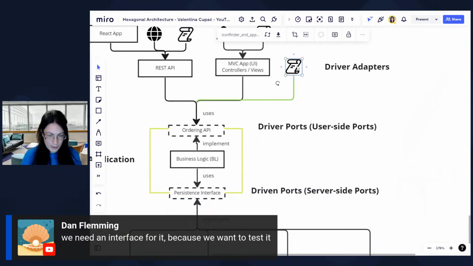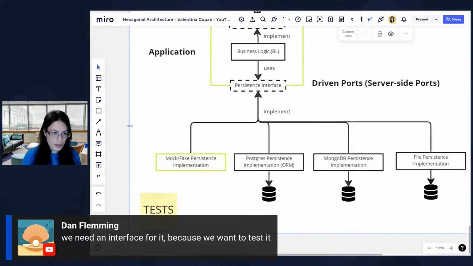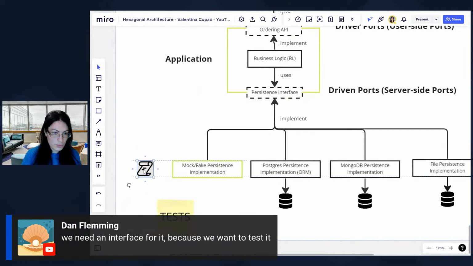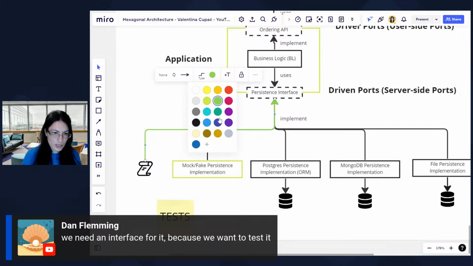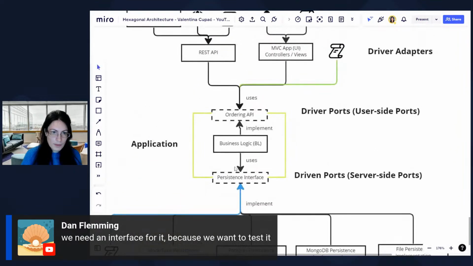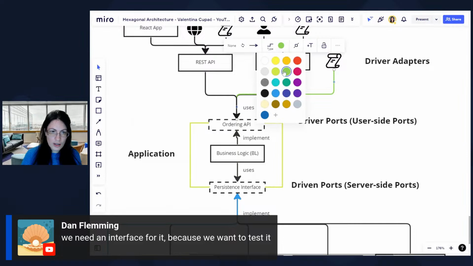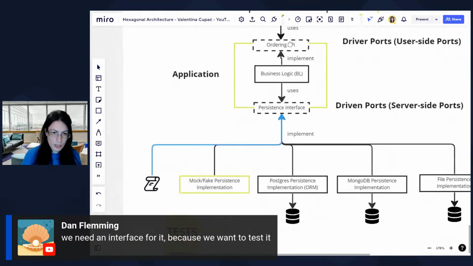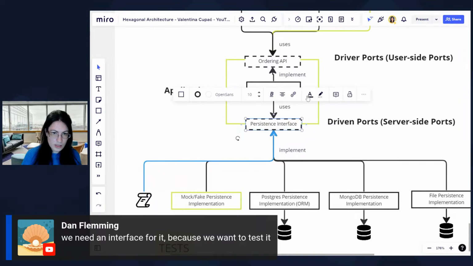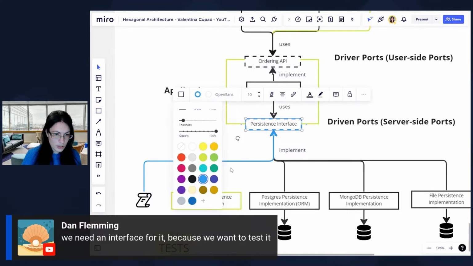So what I need to emphasize here is that we write tests, and we can see the symmetry. Okay, these are different kinds of tests, so I'll choose a different color. In the same way that we have tests which are targeting the ordering API, so targeting the driver ports, similarly, we are going to have tests which are targeting the persistence interface. So let me choose a color there.